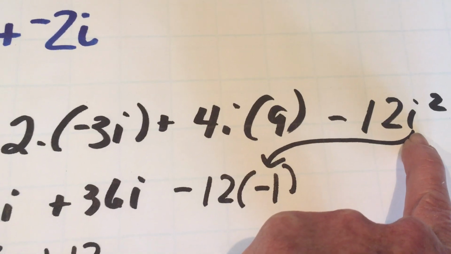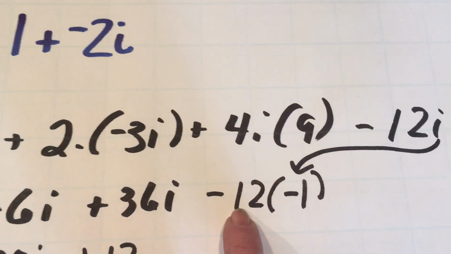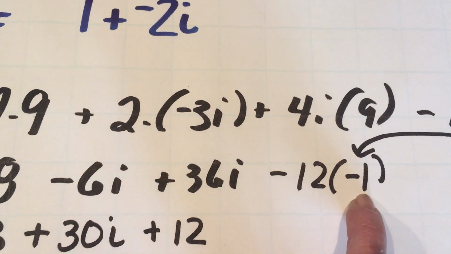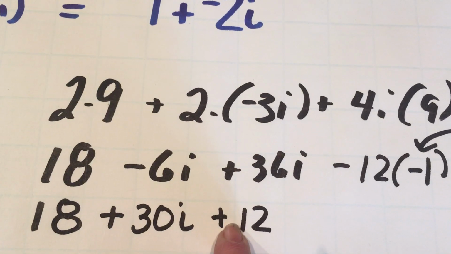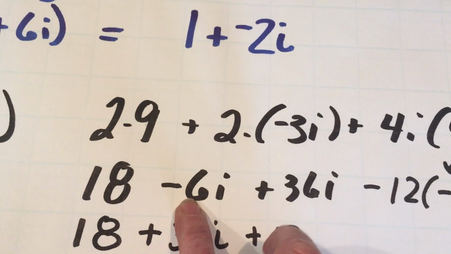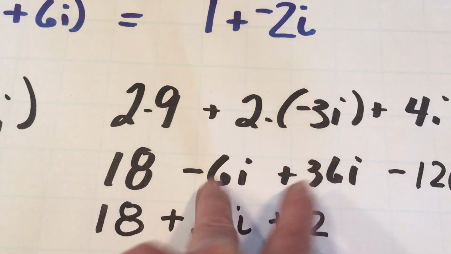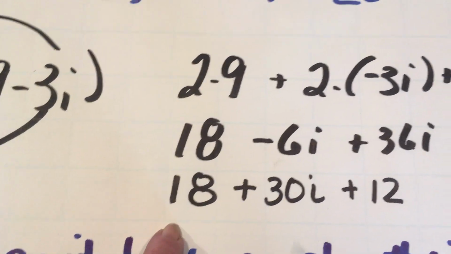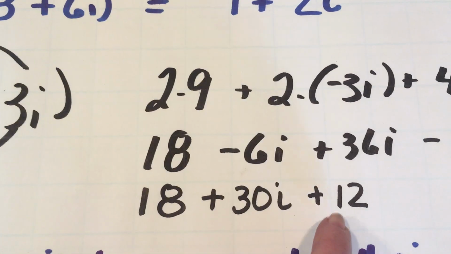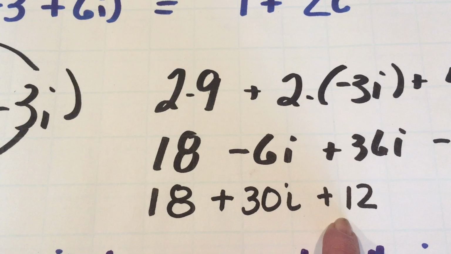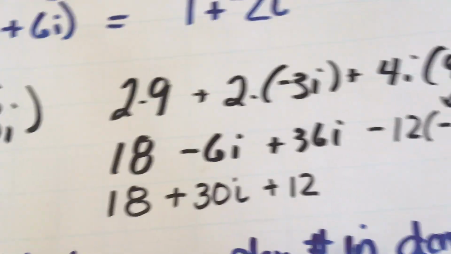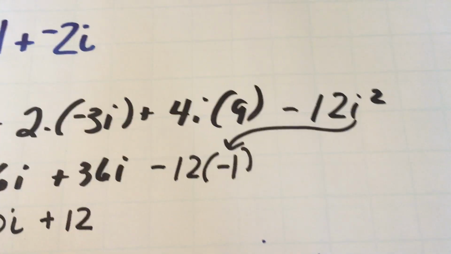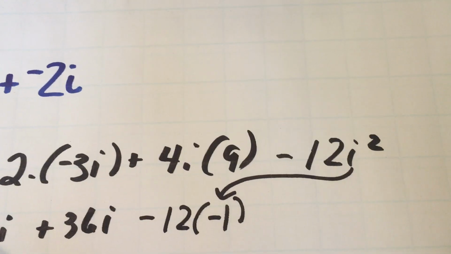i squared is the same thing as negative 1, so we're taking a negative 12 times a negative 1. That's going to give me a positive 12. I combine the negative 6i and the 36i, which gives me positive 30i. So my final answer is 18 plus 30i plus 12. Okay, you're using FOIL there. So remember, when you're doing the multiplication, remember FOIL.